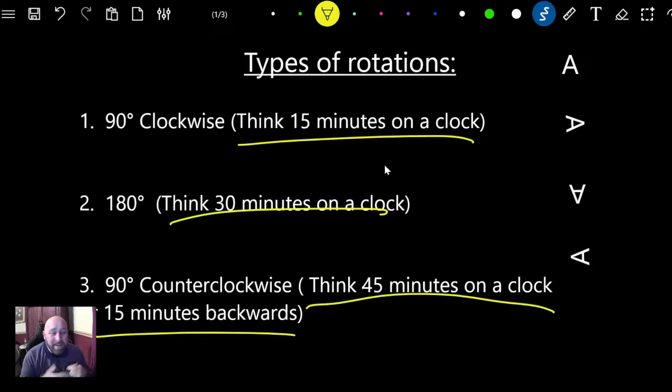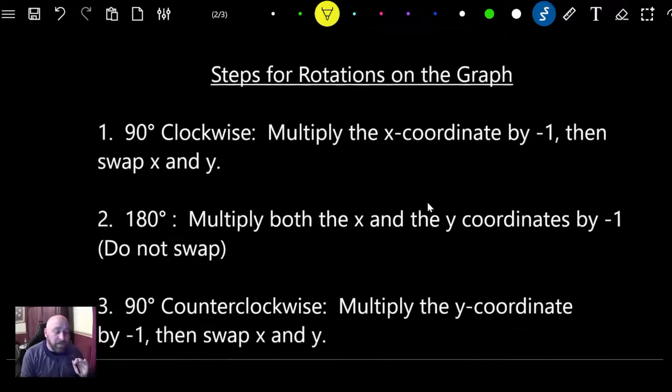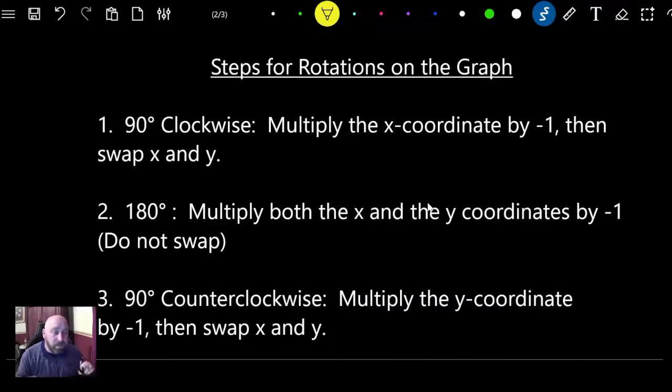However you think about that, I hope I'm making sense to you, and you're getting this. I think most of you are because you've done this with photos on the computer, things like that, so you understand what's going on here. All right, now how are we going to make this happen in coordinate geometry? So on the Cartesian plane, how are we actually going to make this happen? Steps for rotations on the graph.